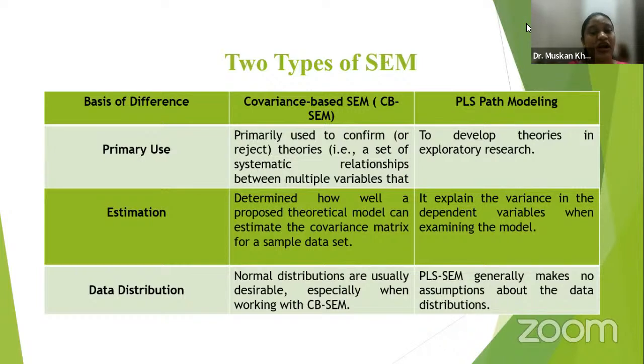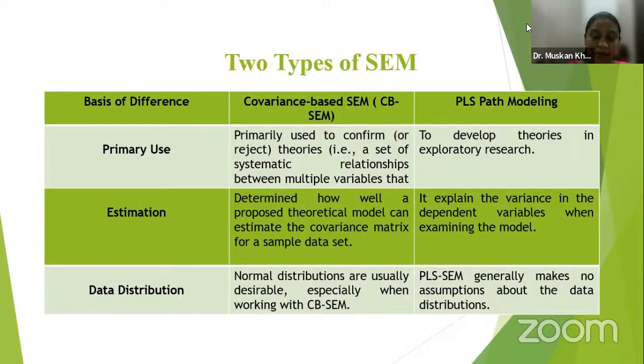But in case you have a non-normal distribution of the data, meaning the outliers are not removed from your data set, in that case you have to go towards PLS-SEM. PLS-SEM generally makes no assumption about the data distribution. If your data is normally distributed or not normally distributed, you can easily use the PLS-SEM software. So these are the two types of SEM, that is structural equation modeling. First one is covariance based, second one is PLS path model based.